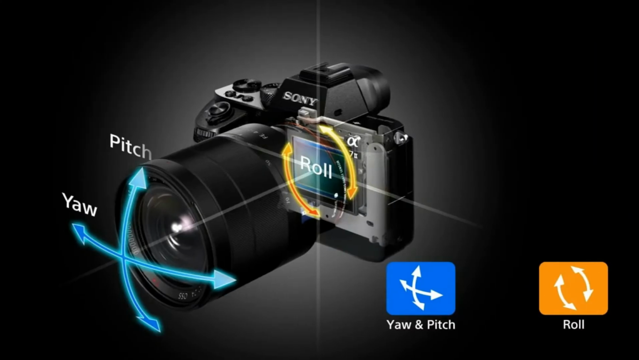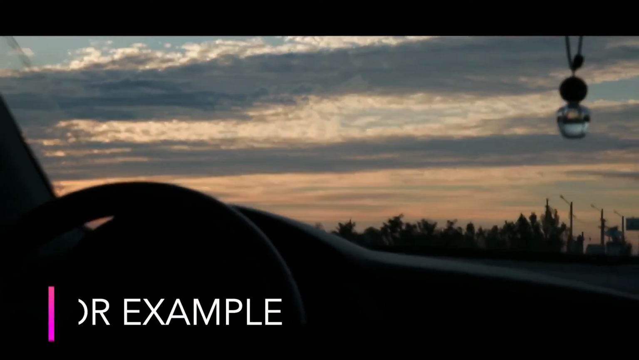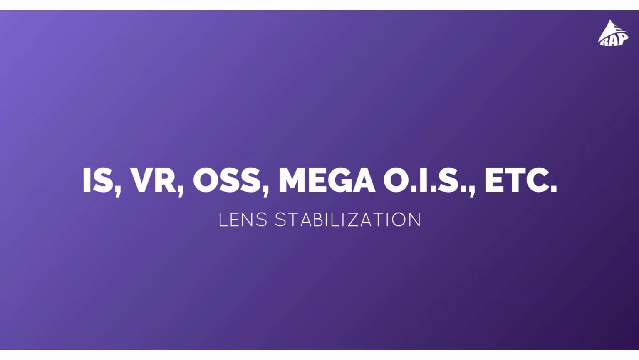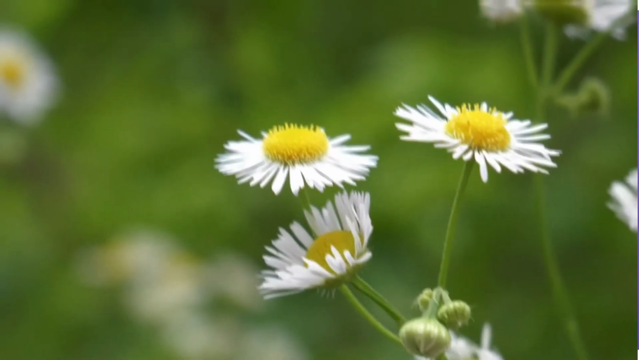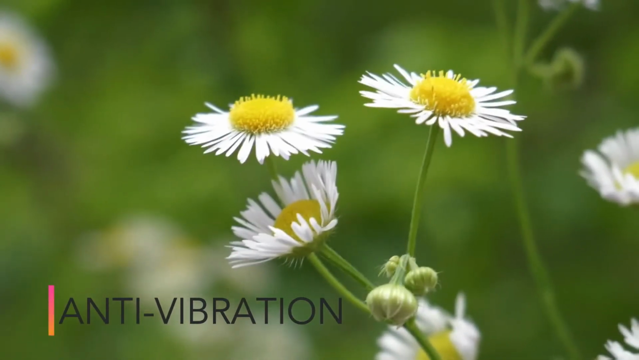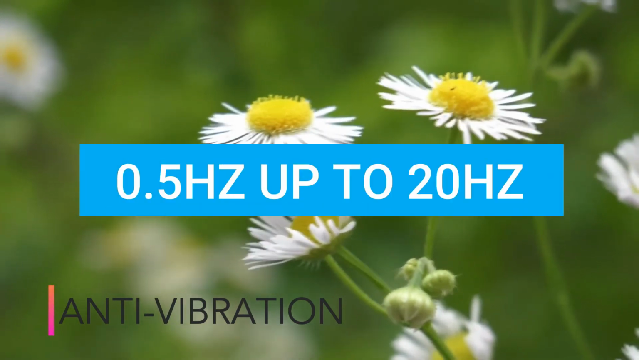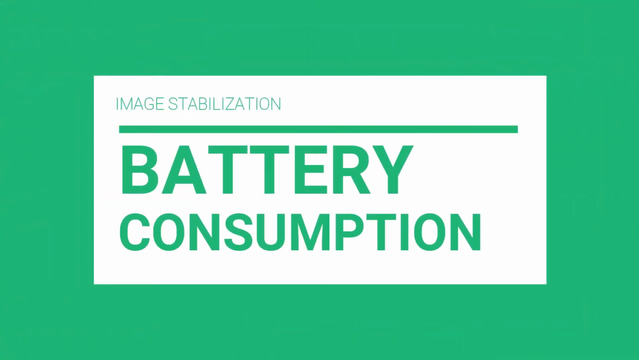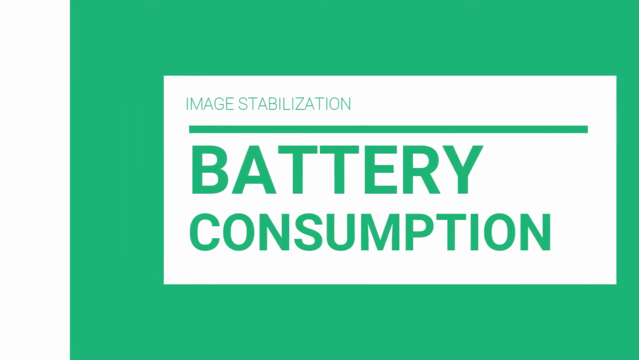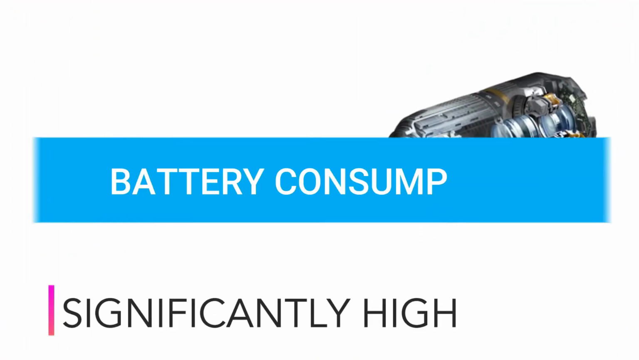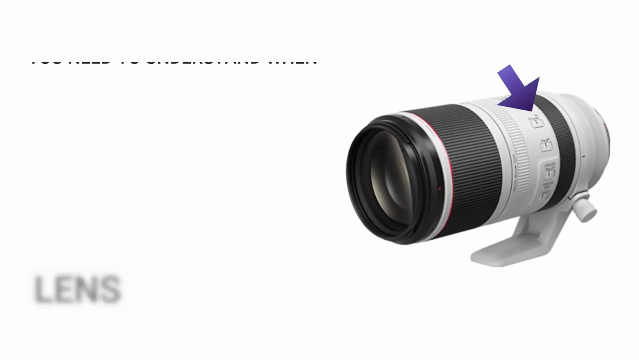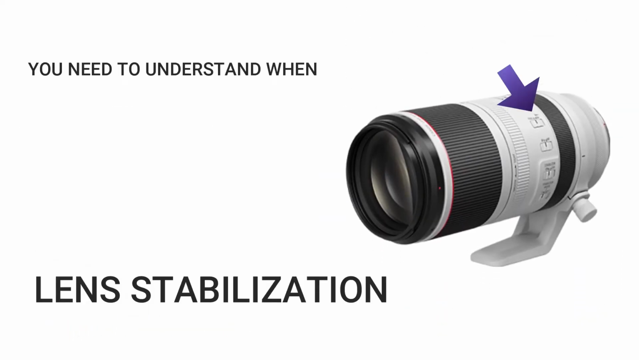If you are shooting something sitting on a fast moving vehicle, don't forget to turn on the stabilization system of the lens, as modern lens stabilization systems can stabilize camera and lens shake from 0.5 Hz up to 20 Hz even. One more thing that we must know about the lens vibration reduction unit: the stabilization unit consumes a significant amount of the camera's battery, so you must understand when you should turn off this feature of your lens to get a sound battery backup.